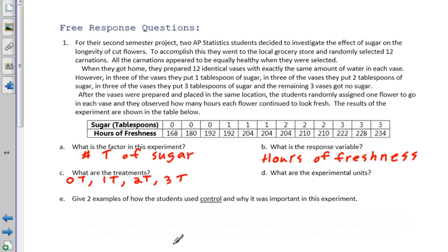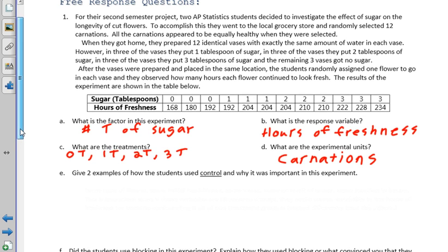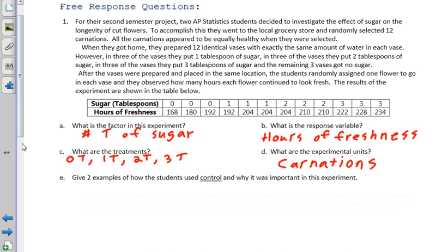What are the experimental units? It's the carnations. What is the treatment being applied to? That's the carnations. Give 2 examples of how the students use control and why it was important to this experiment.